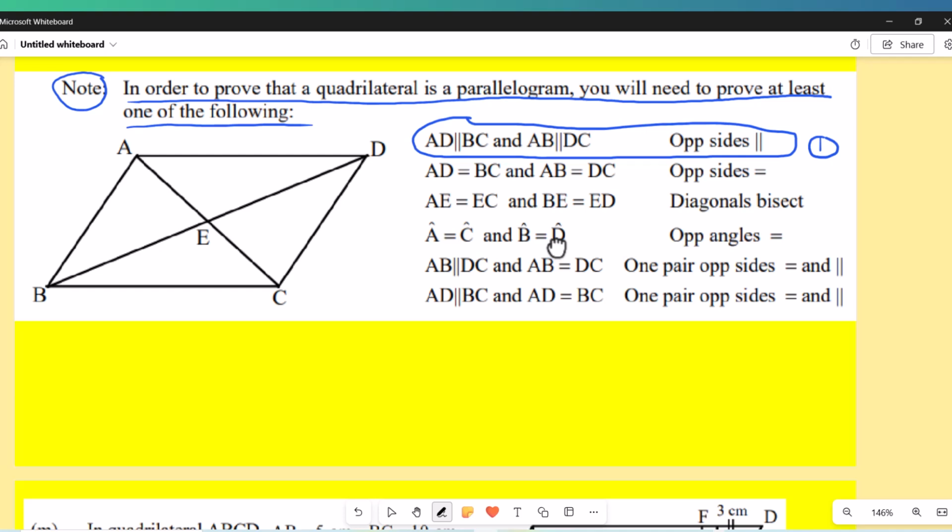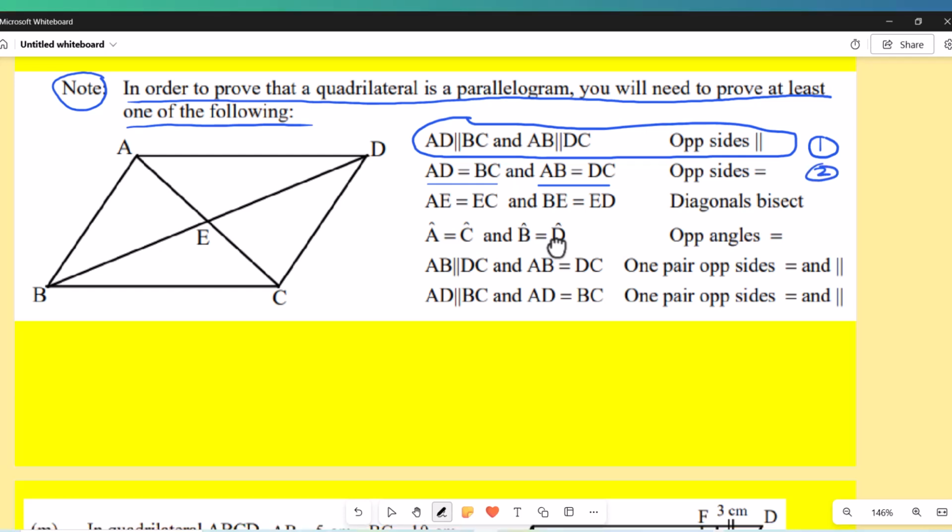Okay, now look here. Another way to prove: if we show that AD equals BC, and AB equals DC, then opposite sides are equal. So if we can show that opposite sides are equal, then it's a parallelogram. That's another way of proving that. That's number two. Are we together?